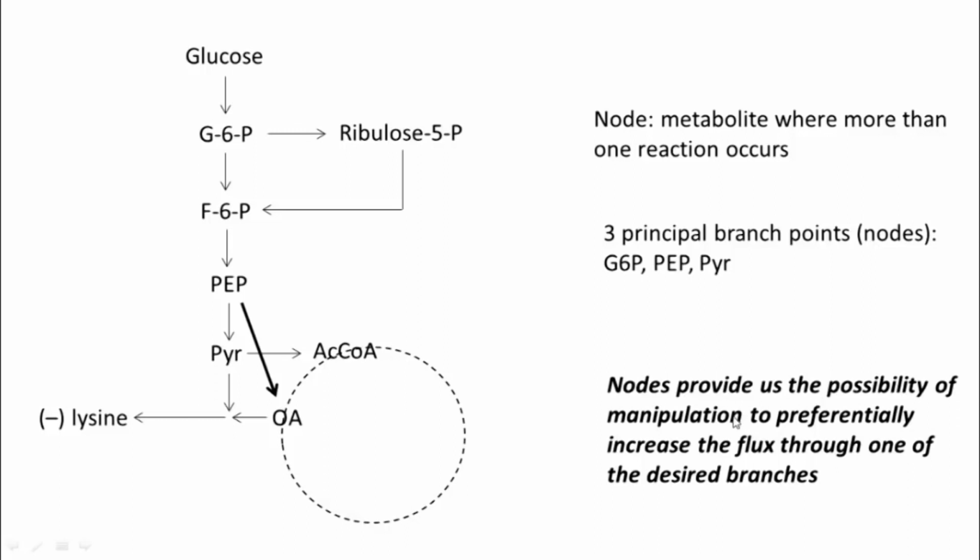Nodes provide us the possibility of manipulation to preferentially increase the flux through one of the desired branches. Suppose we want the flux to go here to L-lysine, and this is one of the places where a possibility exists to channel the flux more here by some means compared to the flux here. That is what is going to increase lysine production, right? So that is why we look at these nodes, the branch points.